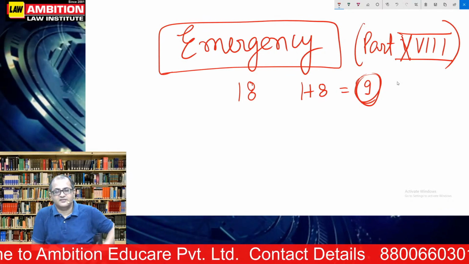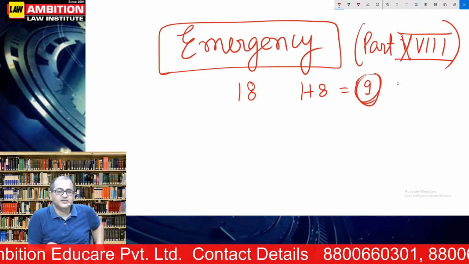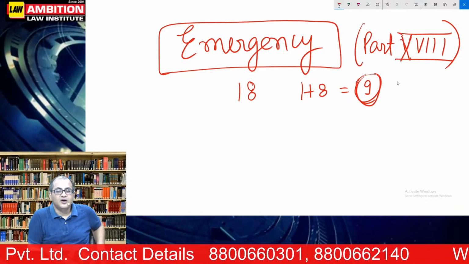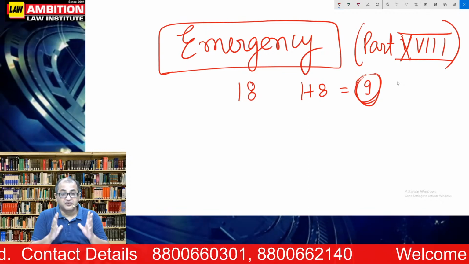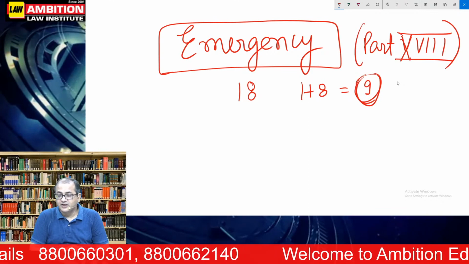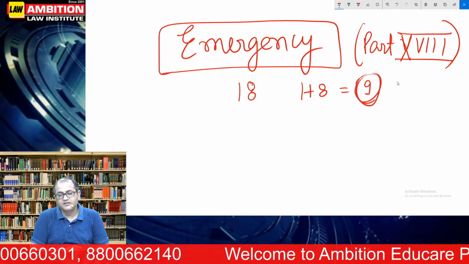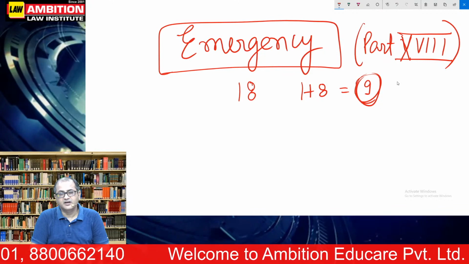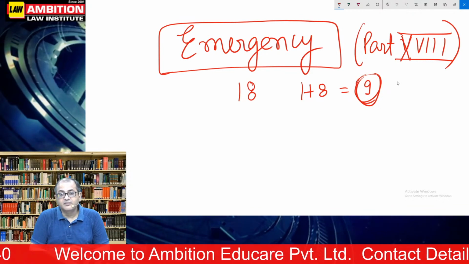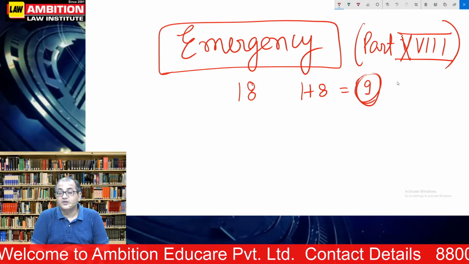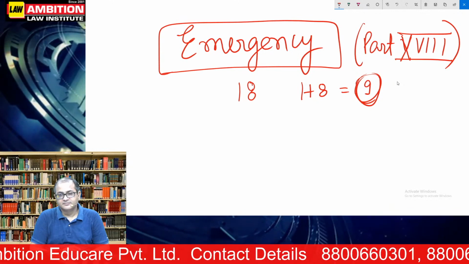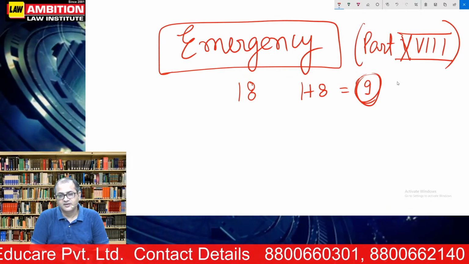I repeat the questions. When emergency, who can impose emergency? How can the decision of emergency be taken, because it's a big decision which changes the character of the entire constitution? Does it need approval of parliament? If yes, within what time and by what majority?